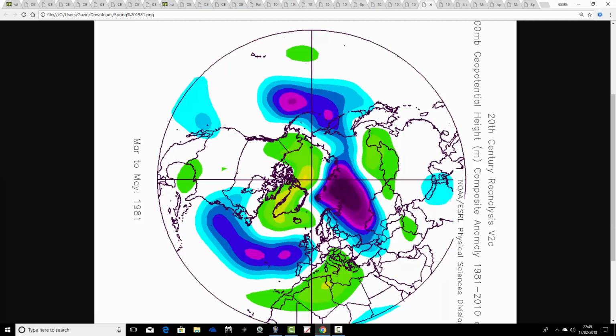That's how the spring of 1981 looks as an anomaly overall. So it's an unsettled spring with below average heights to our south, and then we have above average heights to the north, and we bring the flow through rather like that. Less of a blocking signal, but there was a very impressively cold spell during the course of April.